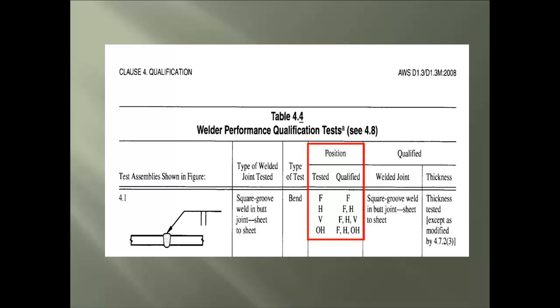There are 2 columns within this one section for positions. And if the welder tested in the vertical position, that will qualify the welder to weld in the flat, horizontal, and vertical positions during production welding. And lastly is the type of weld joint and thickness ranges the welder is qualified to perform production welding.